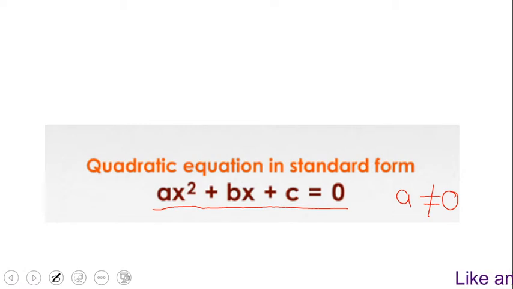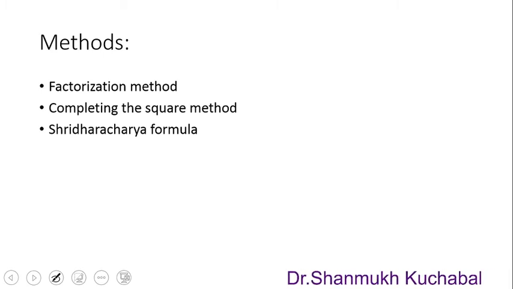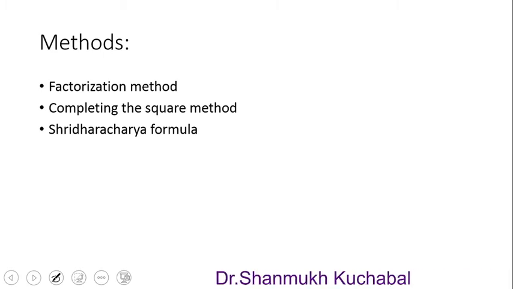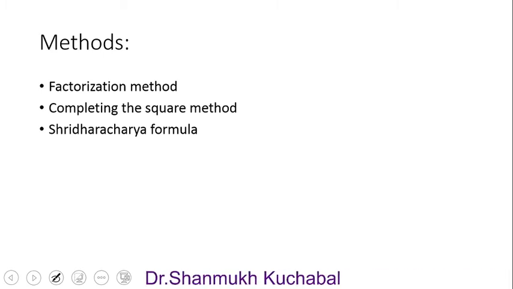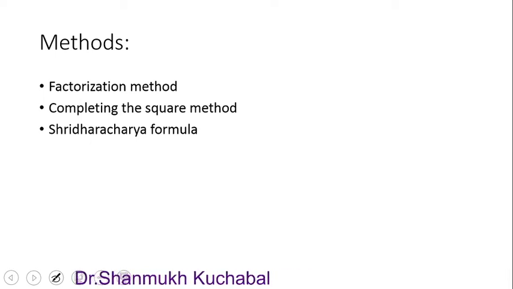Further, if the highest power is 3, then it is called a cubic equation. A cubic equation leads to 3 solutions. And if the highest power is 4, it is called a biquadratic equation, and a biquadratic equation leads to 4 solutions. Similarly, if you get x raised to 5, 5 solutions, and so on. According to the power, we are going to get that many solutions.